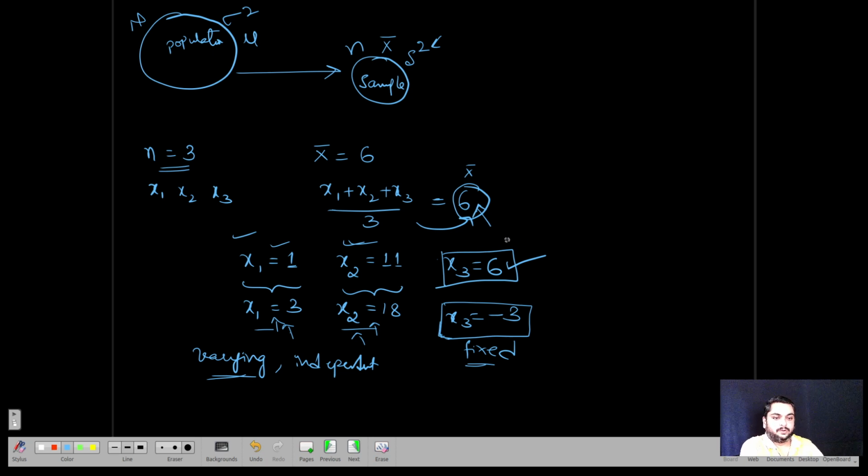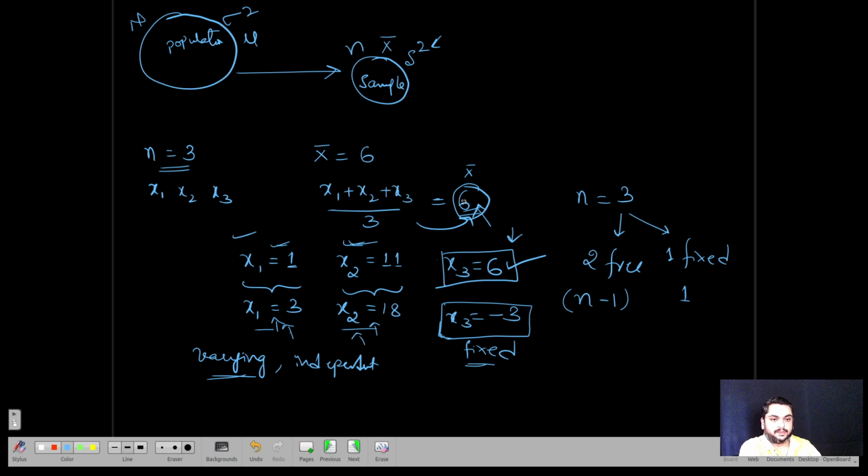Now, one variable I have to fix. So how many are there? N equal to 3 was there. Two I can choose. Two are free, they are not fixed. And one is fixed. That means n minus 1 are free. One is fixed to arrive at this mean value, because this mean is calculated from the sample.